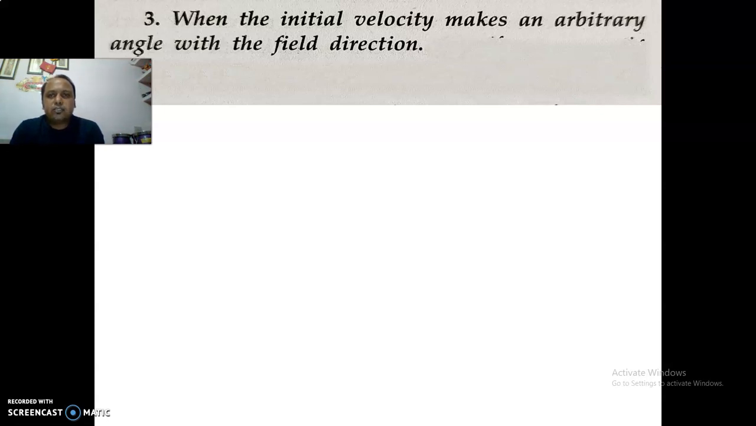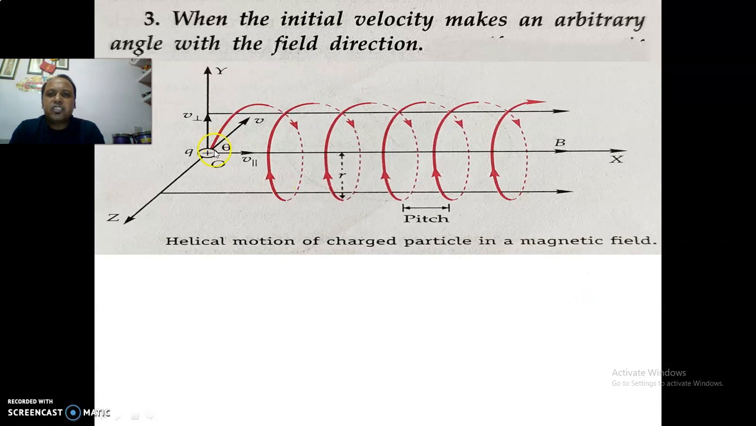It is neither 0 degree as we have considered in the first case, nor 90 degree as we have considered in the second case. Now we are considering a charged particle which is making an angle of theta with the magnetic field B. Now you can see here it makes an angle theta with the magnetic field. Magnetic field is along the x-axis in this direction.